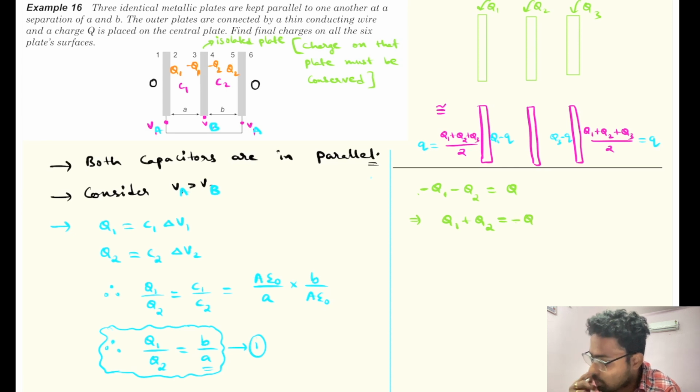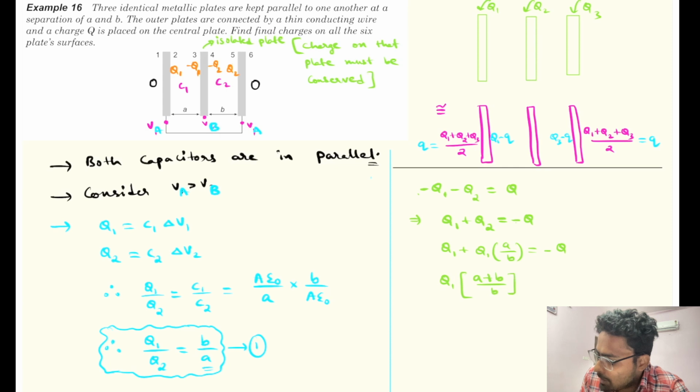Sir, how to find this q1 and q2? Once I find q1 and q2, I can tell what is the charge on each plate, right? So how to find this? Let me eliminate q2. q2 can be written as q1 into a by b, which is nothing but minus q. So if I take q1 common, what is left is a plus b by b, into q1, which is equal to minus q. So therefore q1 equals minus qb by a plus b.